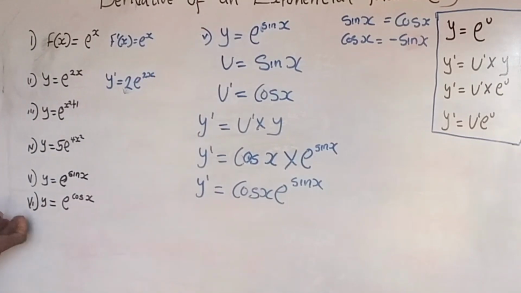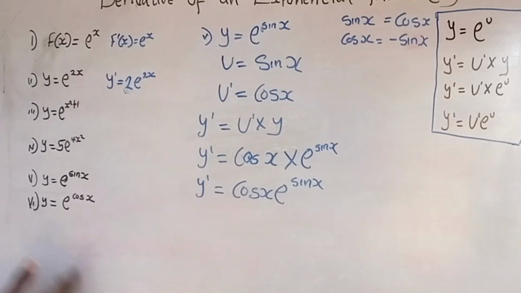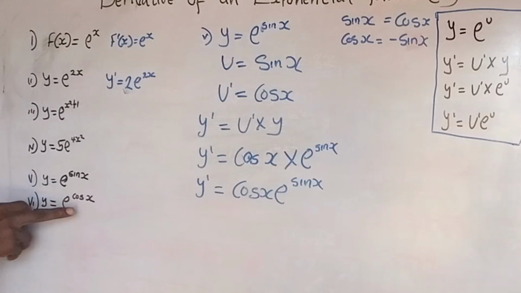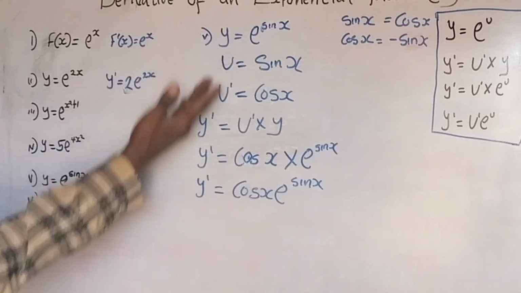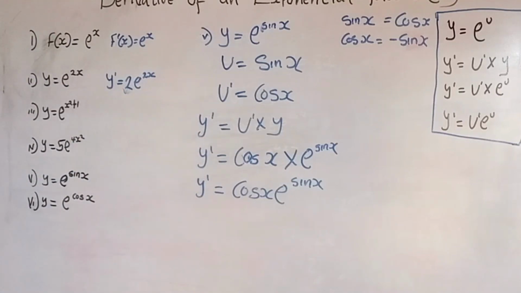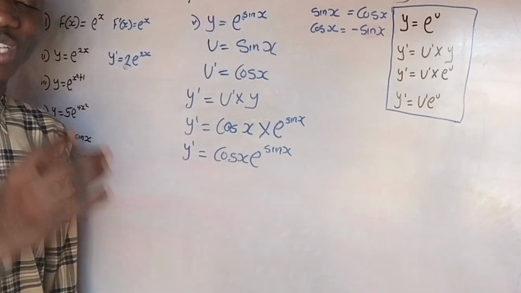Now let us proceed to the sixth question. We have y is equal to e raised to the power of cos x. The first thing to do is to set u to the power to which the Euler's constant is raised. Follow the same approach, get your answer and drop the answers in the comment box. I'm going to check it and reply.